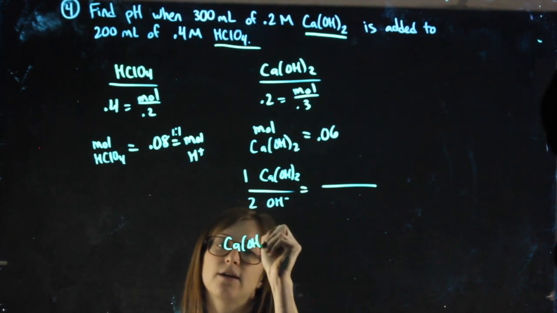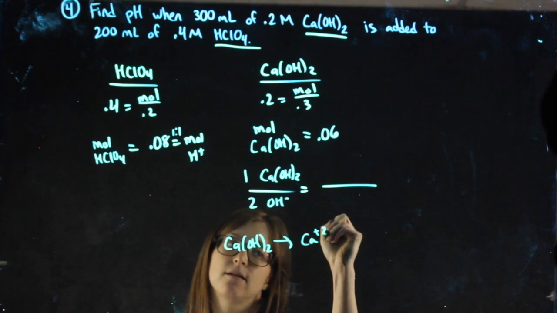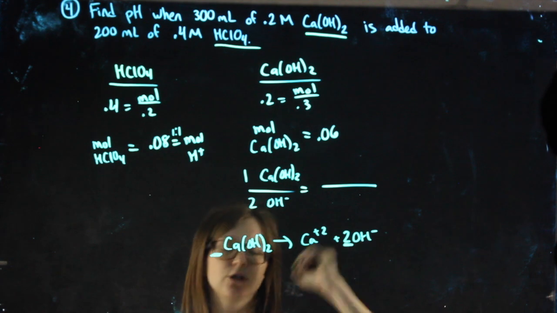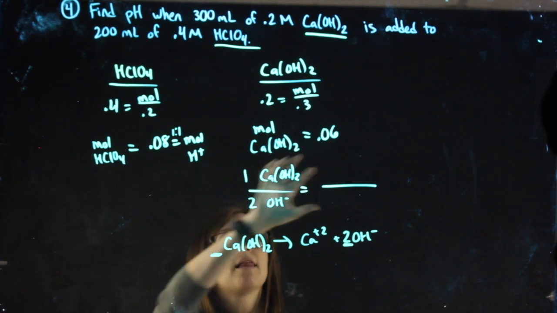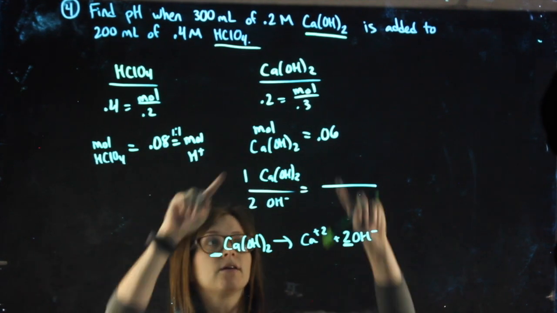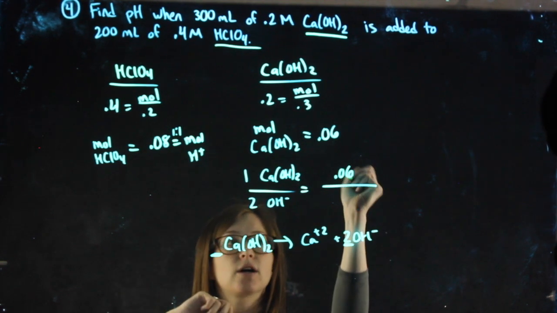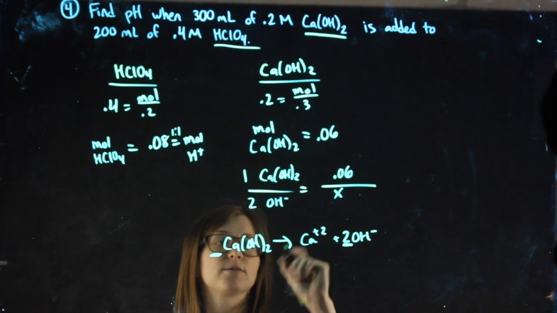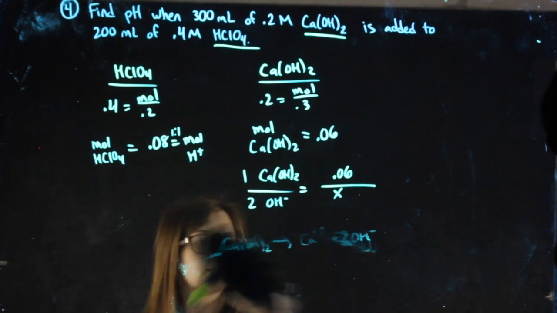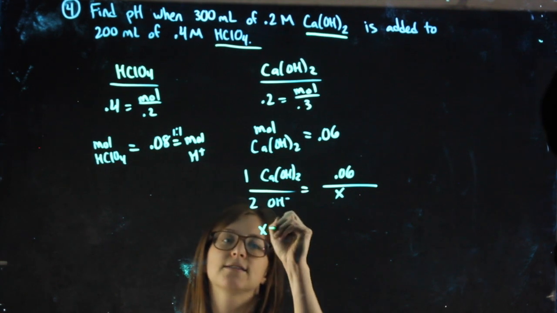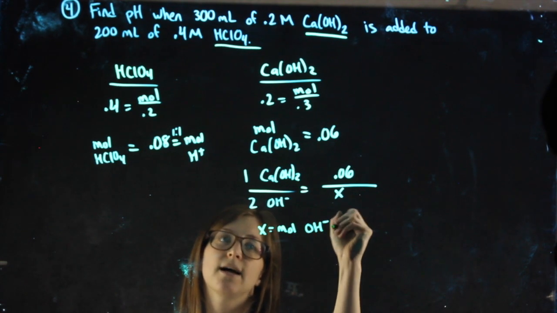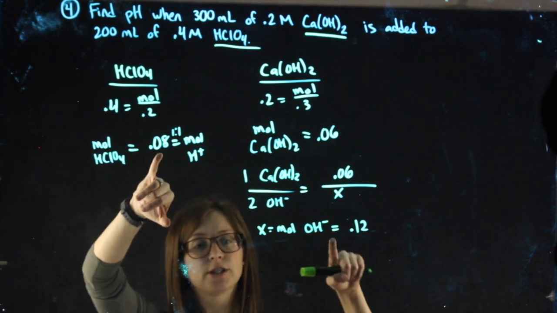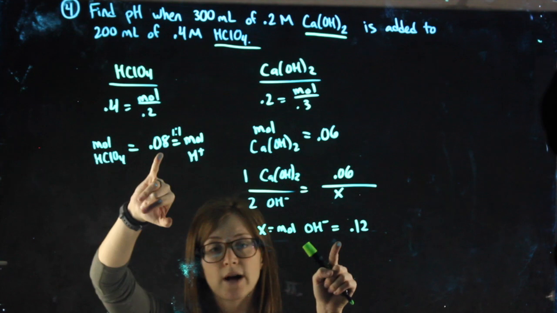Or you can dissociate your calcium hydroxide and balance and see 1 calcium, 2 hydroxides. Then I can use a proportion for moles or molarity. What I have the moles of is my calcium hydroxide, so I'd want to find the moles of my hydroxide. Cross multiplying this, X is going to represent my moles of hydroxide to be 0.12.